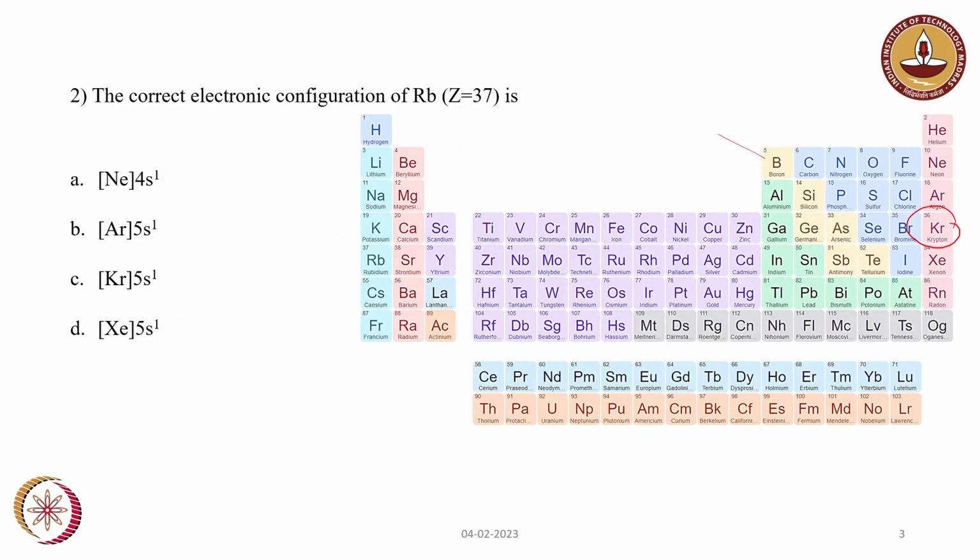And the next one is electronic configuration of rubidium 37. So for finding the electronic configuration of an element, we write it in terms of inert gases, and since rubidium is 37, the nearest inert gas will be krypton having atomic number 36. So the electronic configuration will be krypton 5s1.